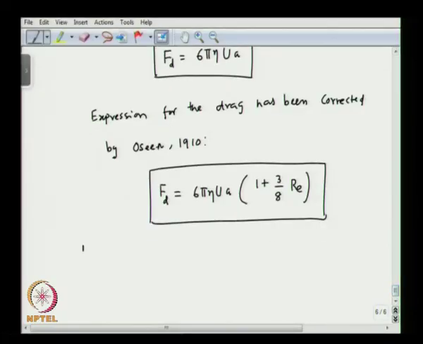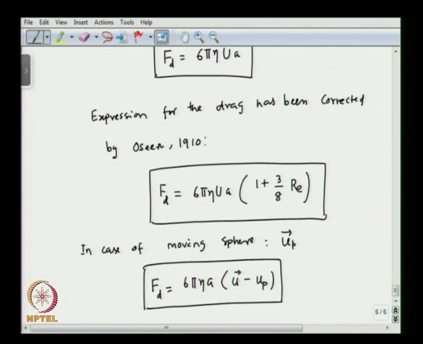Now, we have looked at the expression for the drag assuming that the sphere is stationary. Okay. If the sphere is moving, then what would be the expression for the drag force? So, in case of a moving sphere, let us say it moves at some velocity U_p, then the drag force F_D can be written as 6 pi eta a into U minus U_p. Okay. So, this is the velocity of the fluid and this is the particle velocity. Okay. So, with that let us stop here.